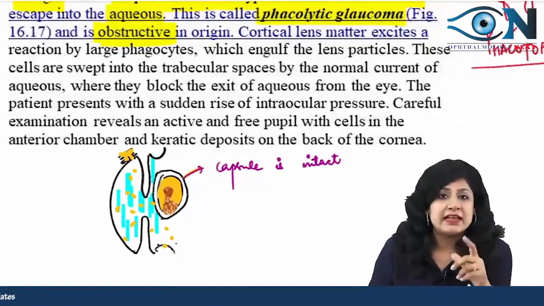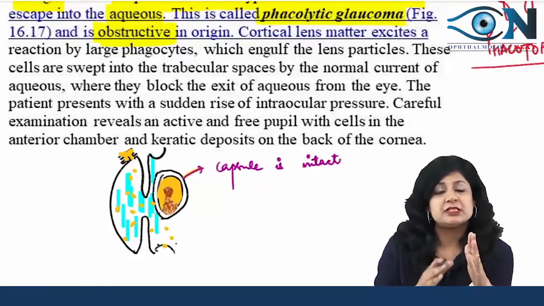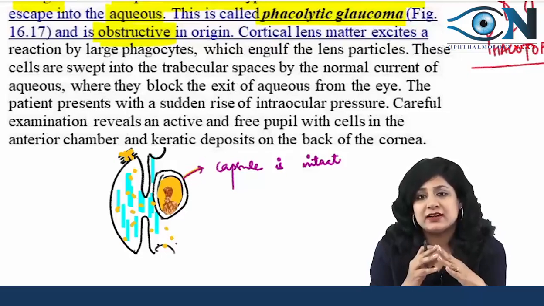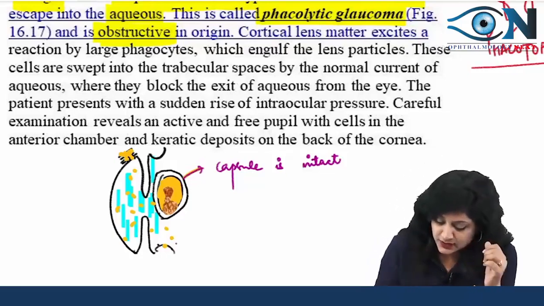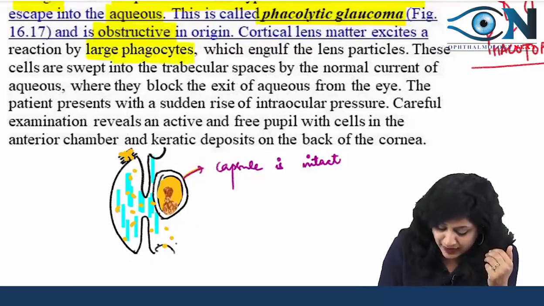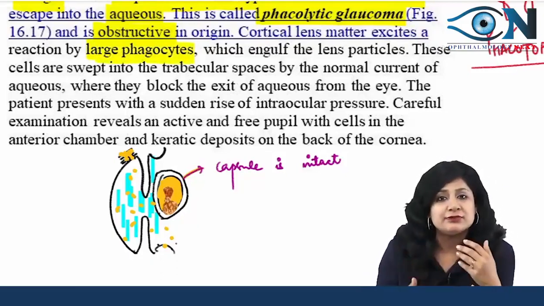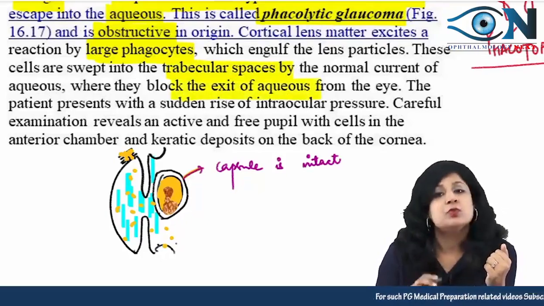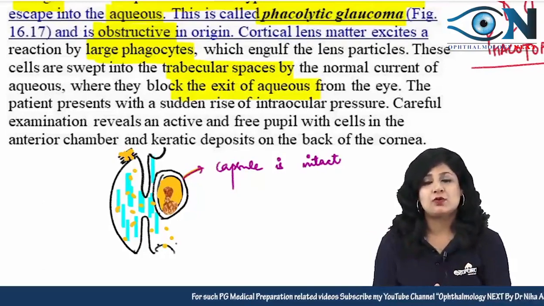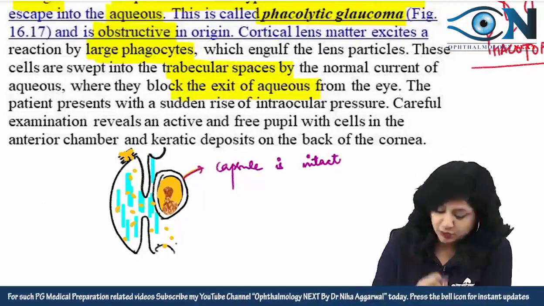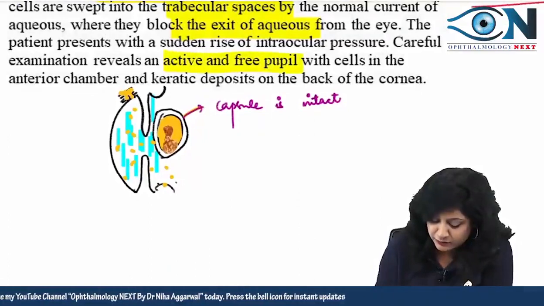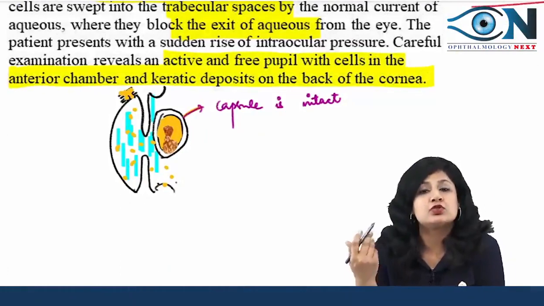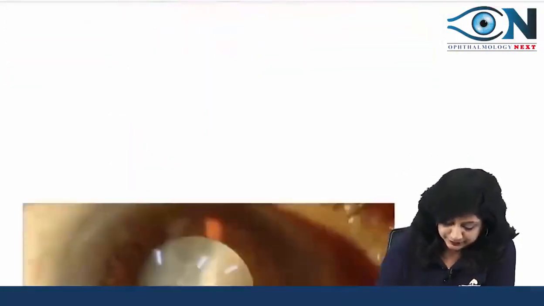You know that lens mainly consists of proteins, and these proteins contain the sequestered antigens. So, they actually excite a large number of phagocytes, and these phagocytes will engulf the lens particles, they are swept into the trabecular spaces, they block the aqueous outflow. So, in total they are blocking the aqueous outflow, 90% of the drainage block. So, this is the secondary open angle. Careful examination reveals an active and free pupil with cells in the anterior chamber and keratic deposits on the back of the cornea that shows that it is inflammatory in origin, okay.